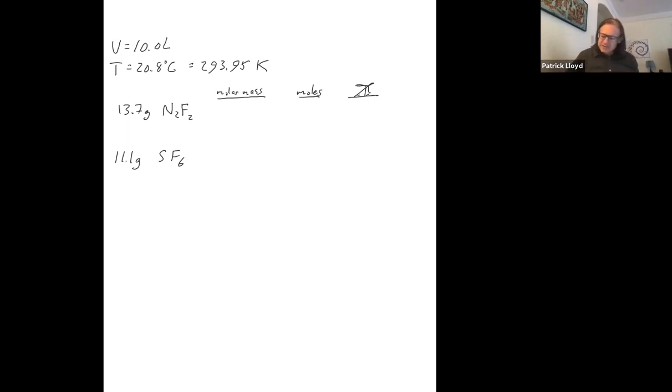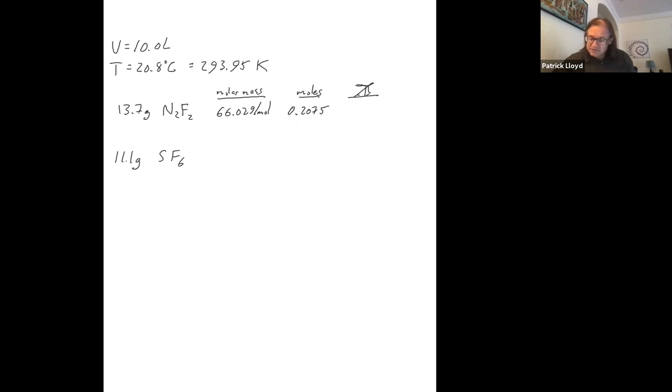So the molar mass of N2F2 is 2 times 14.01 plus 2 times 19. So that's 66.02 grams per mole. So now to find the number of moles, you take the mass over the molar mass. So divide that and get 0.2075. Now we don't have the mole fraction yet, because we need to know the moles of the second gas, right? So let's do the SF6.